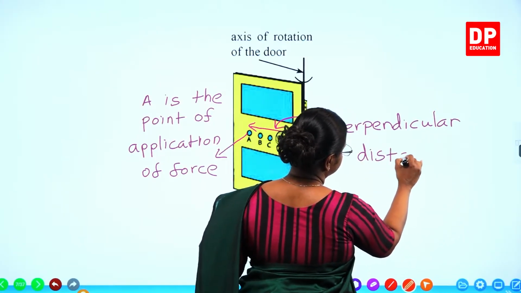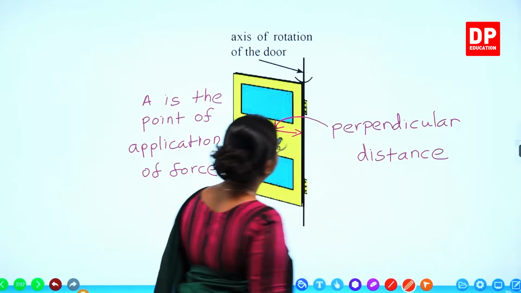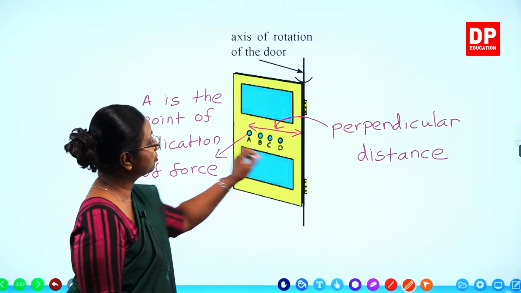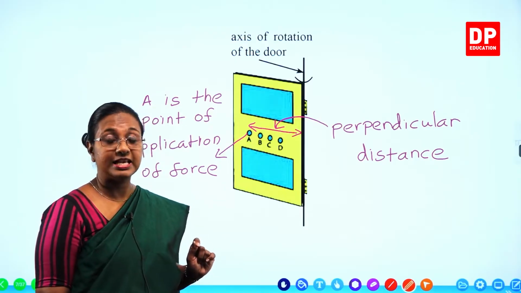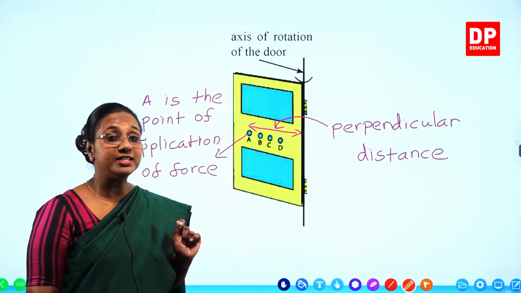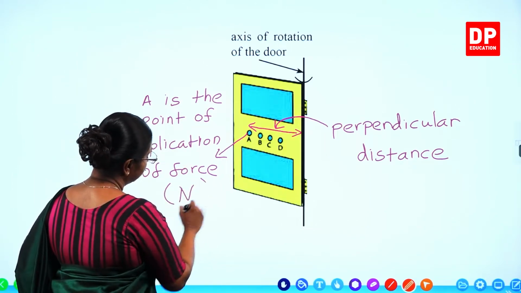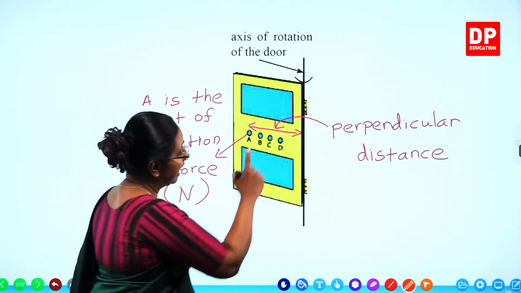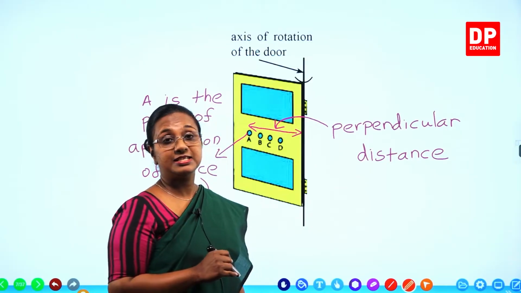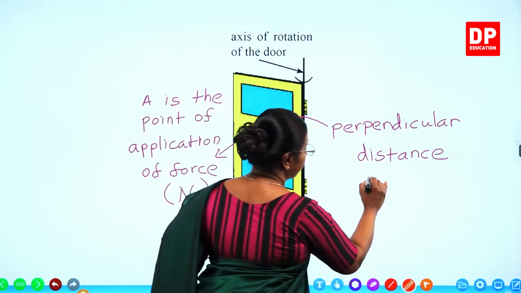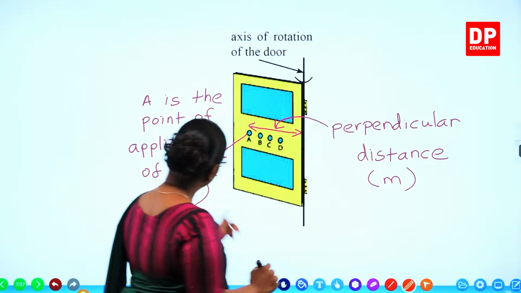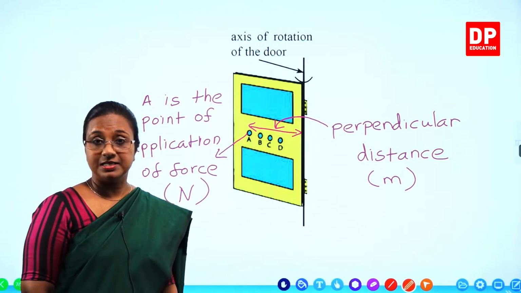Perpendicular distance. And moment is what? Force into that perpendicular distance. That is why we got the unit as Newton meters. Force is going to have the standard unit newtons, and although we measure the distance in centimeters, we need to convert it to meters. So the unit will be Newton meter.